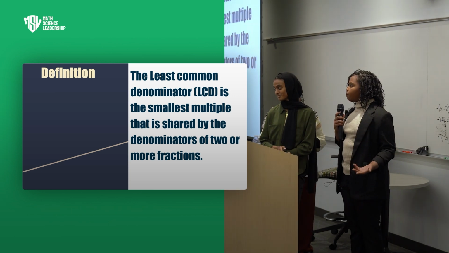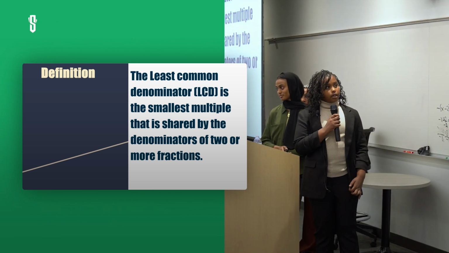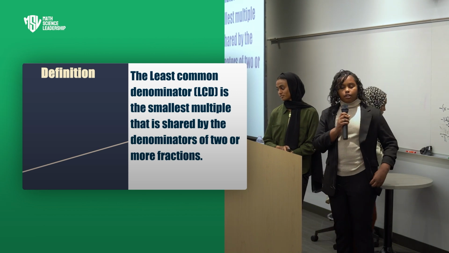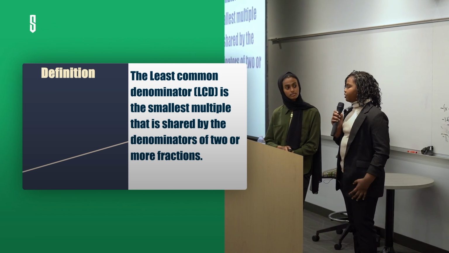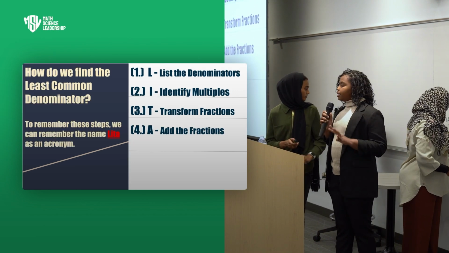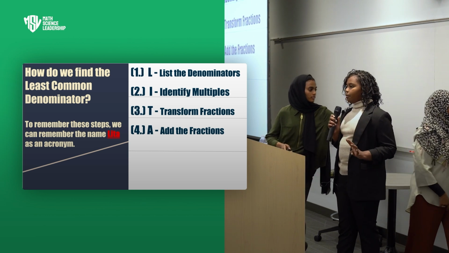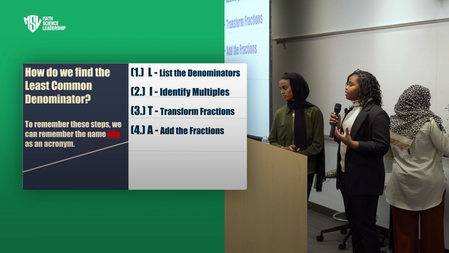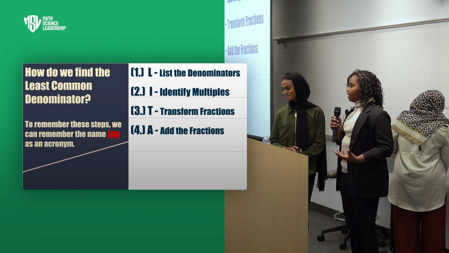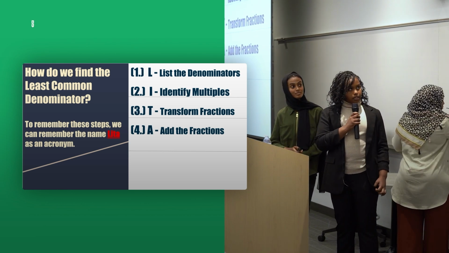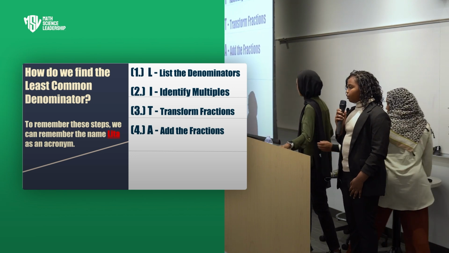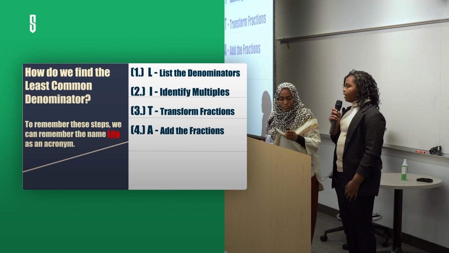What is the least common denominator? The least common denominator, LCD, is the smallest multiple that is shared by the denominators of two or more fractions. So there are 4 steps to find the least common denominator. I like to remember these easy steps by remembering the name LIDA as an acronym. L for listed denominators, I for identify multiples, T for transform the fractions, and A for adding the fractions.